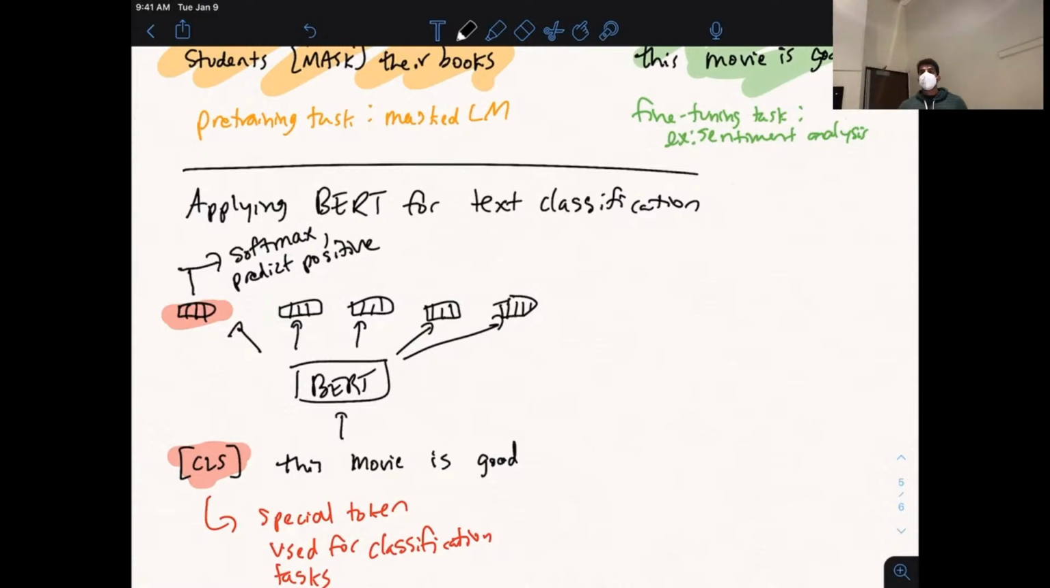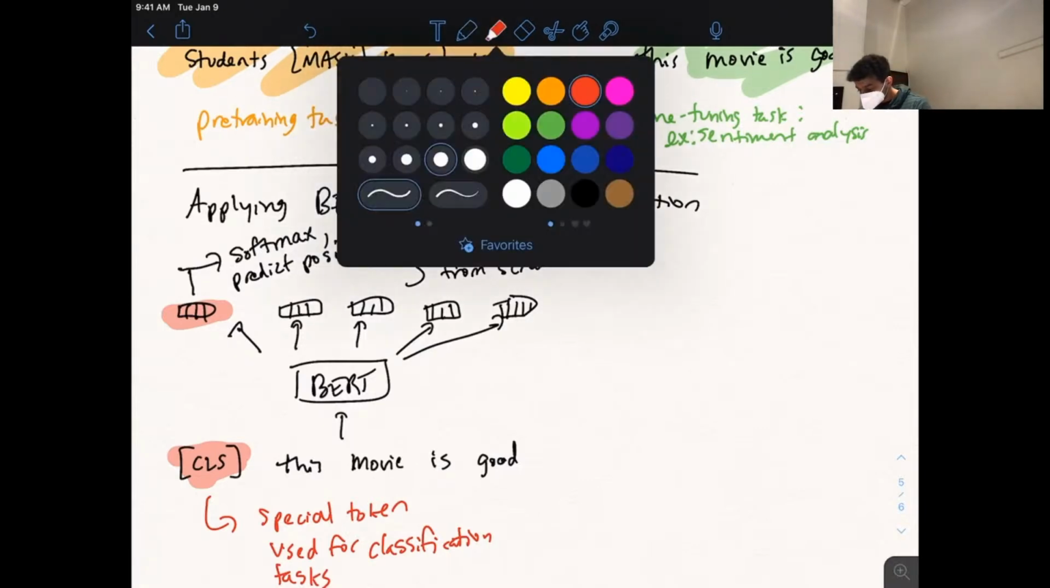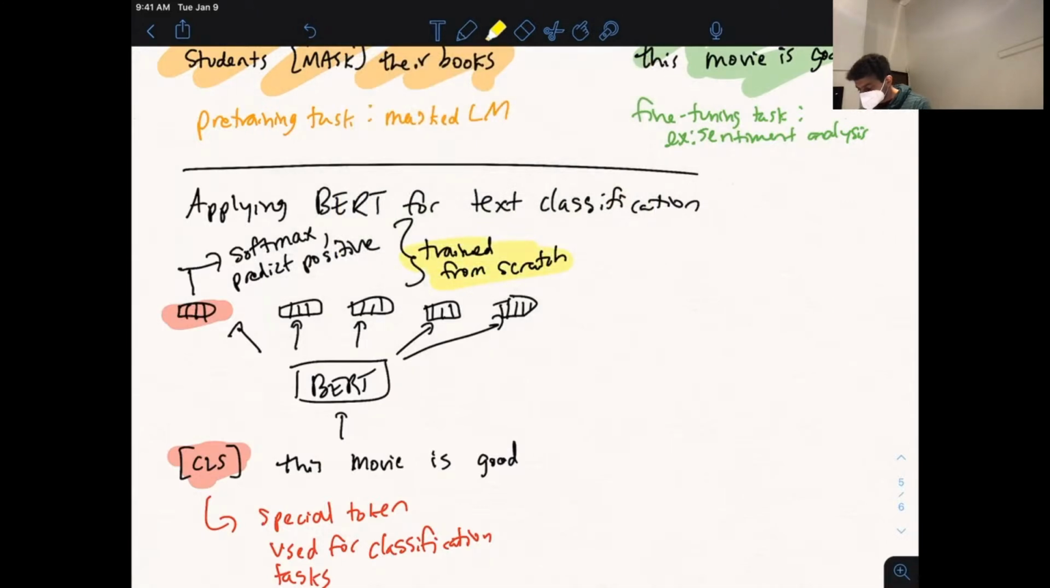So compare it to Elmo. Here, I don't have a separate sentiment neural network, right? All I'm doing is using my pre-trained BERT model to get these representations, and then I just put a single softmax layer on top of the CLS token to solve the task. So this part of the network, the softmax layer, is trained from scratch on the labeled sentiment data that you get.